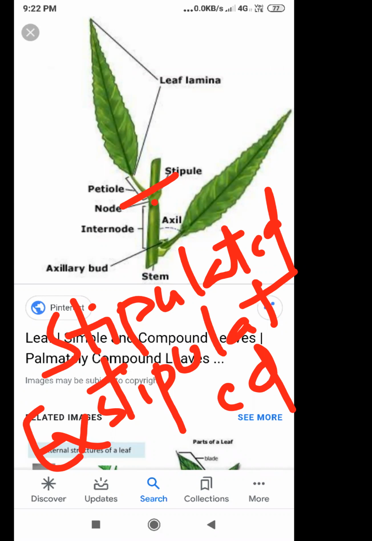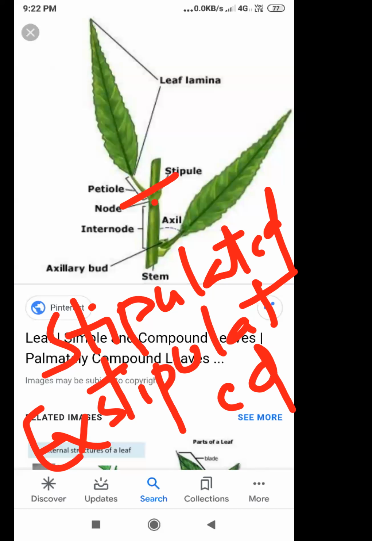If the leaf has stipules, we call it stipulated. If the leaf doesn't have stipules, we call it ex-stipulated. Let us discuss one more thing here.